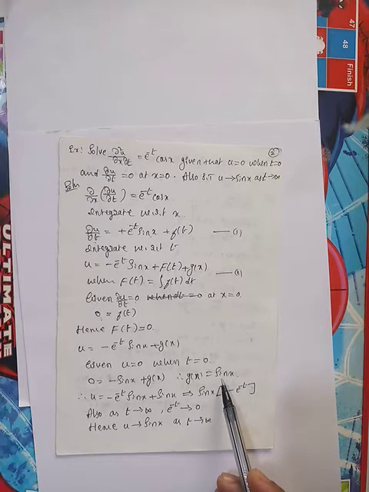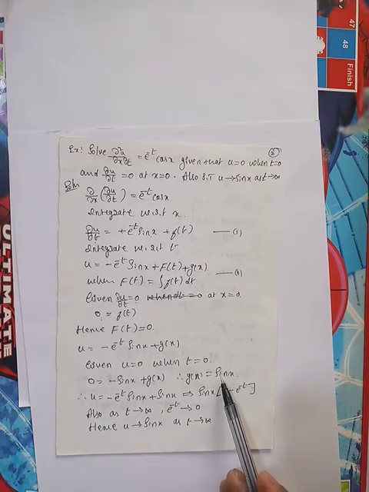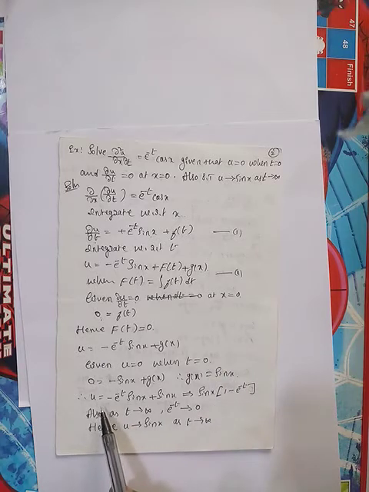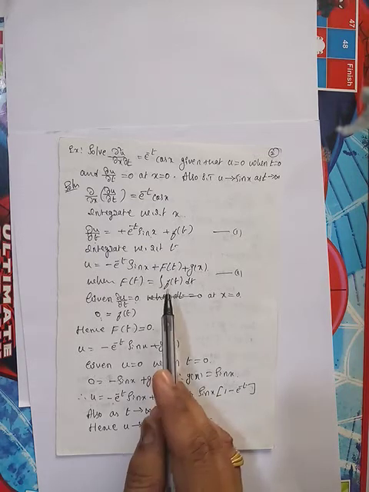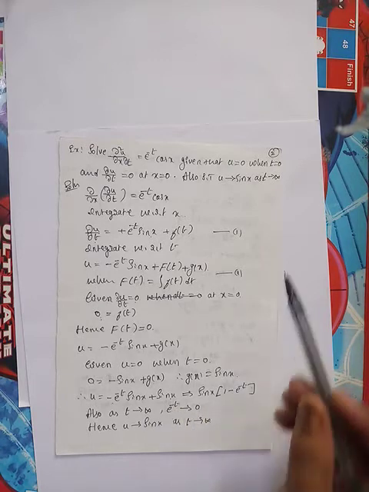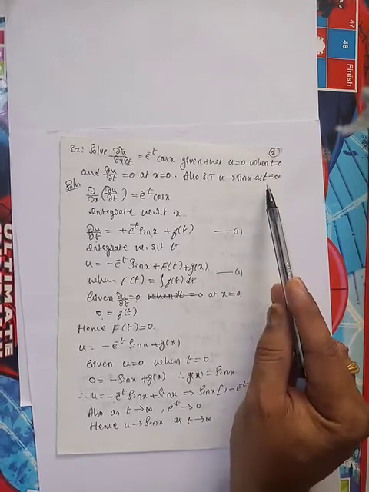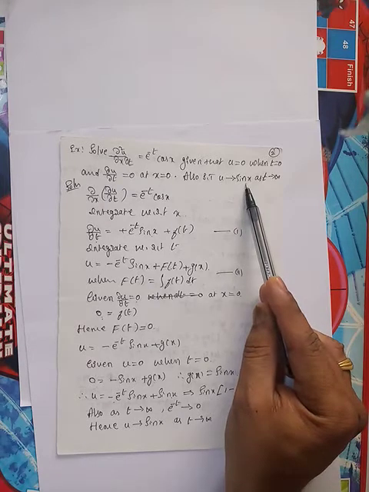By substituting the values of capital F of t as 0 and g of x equal to sin x, we get the particular solution as u equal to minus e raised to minus t sin x plus, since f of t is 0 here and g of x is sin x. So this is the solution, and an additional question is given: when the value of t is infinity, the value of u equals sin x.